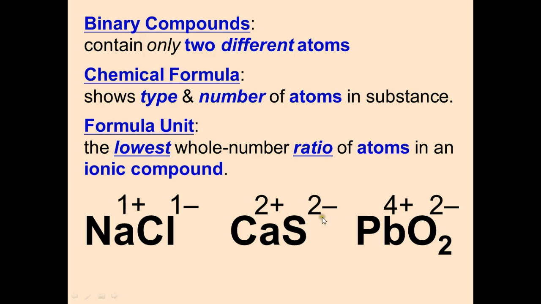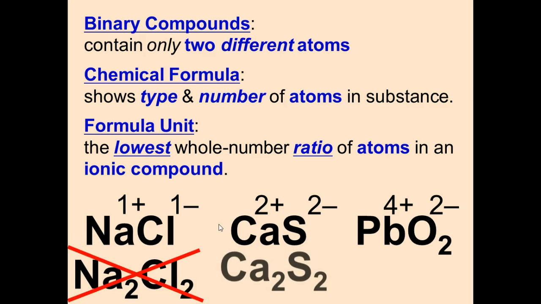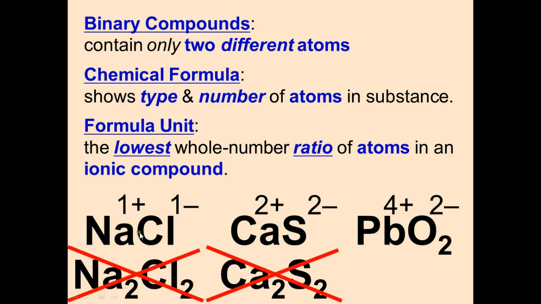So for example, 2 and 2 can both be divided by 2, so the correct formula would be CaS without these 2's. Same thing with this one, you can divide both by 2. It's pretty much like simplifying fractions. They have to be the lowest possible numbers. So these all are examples of wrong formulas, because 2 and 2 simplify to 1 and 1, and 2 and 4 can simplify to 1 and 2. We'll talk more about that in the next slide.